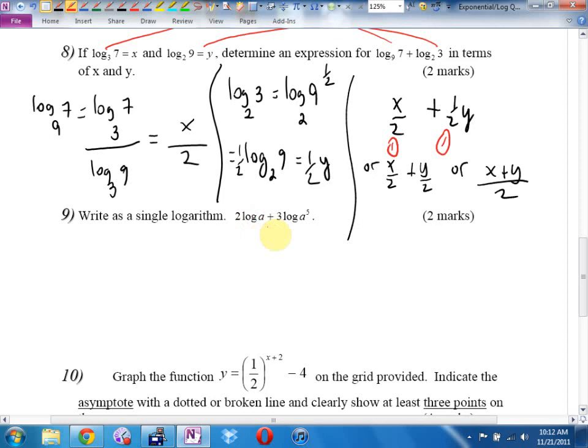First thing I did was I moved this up to there and I moved this down onto there and I said this is really the log of a squared plus the log of a to the fifth cubed.